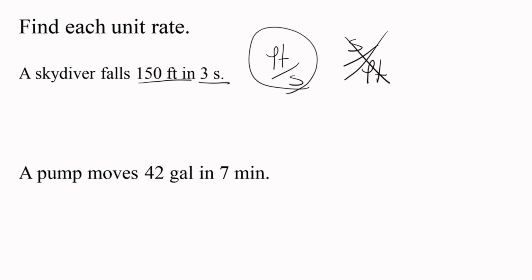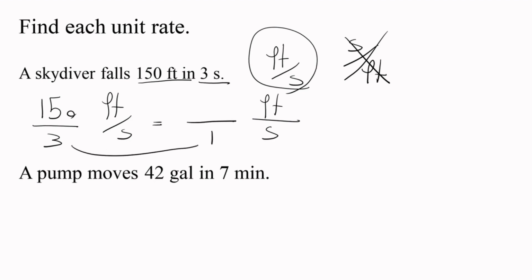Do I have any information for the numerator? Yes, it is 150. Do I have any information for the denominator? Yes, it is 3. And the unit will be feet per second. I want the unit rate. So I need the denominator to be 1. It must be divided by 3. And it must be divided by 3 as well. It's going to be 50. And the final answer will be 50 feet per second.